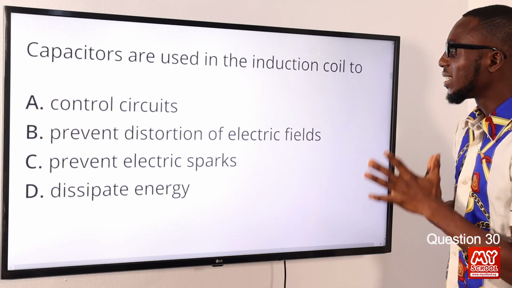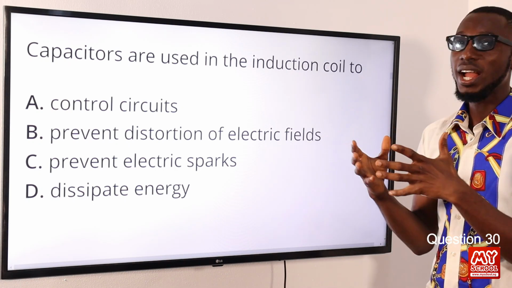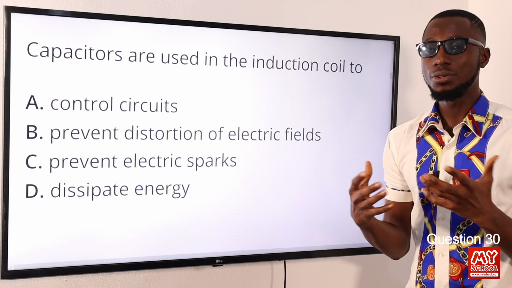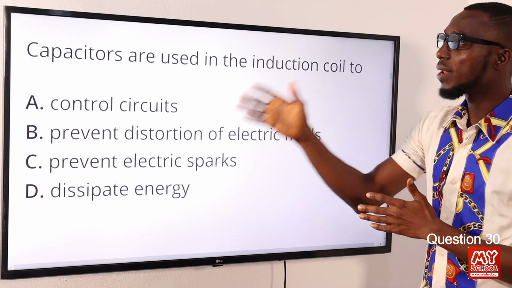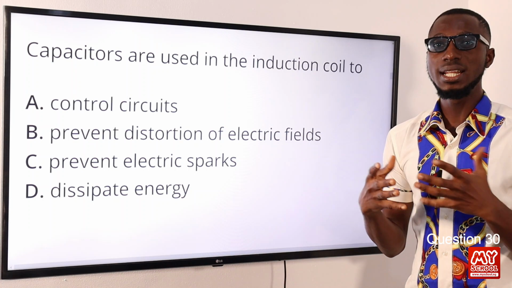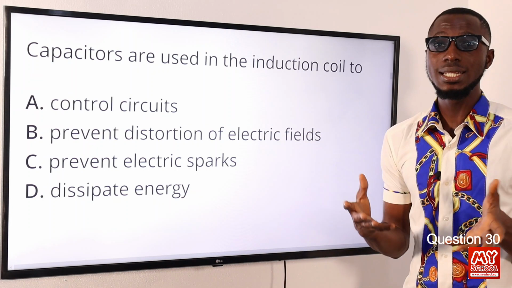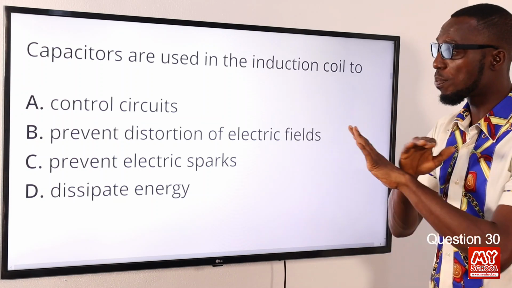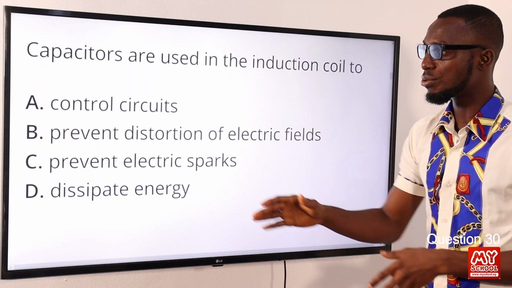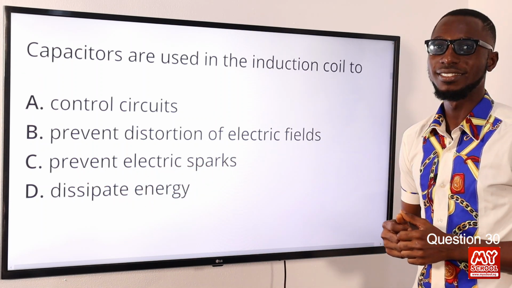Capacitors are used in the induction coil to do what? When we talk about capacitors, we actually charge them to store electrical charge. One of the applications of capacitors in an induction coil is to eliminate spark when you switch on a particular circuit containing inductance. So that's just to prevent spark. The correct option here is option C, prevent electric sparks.